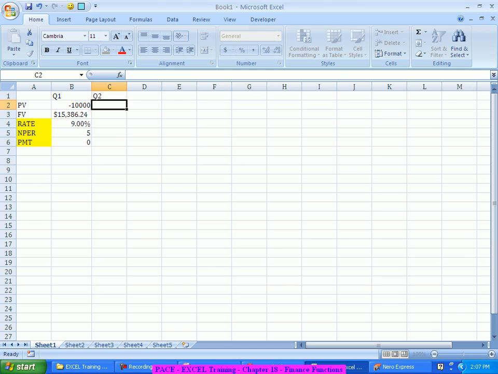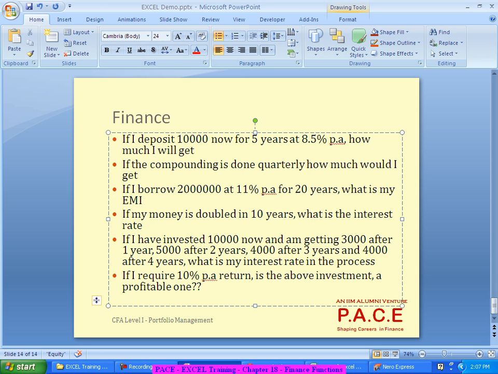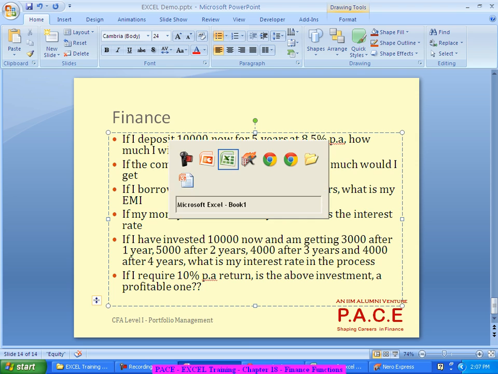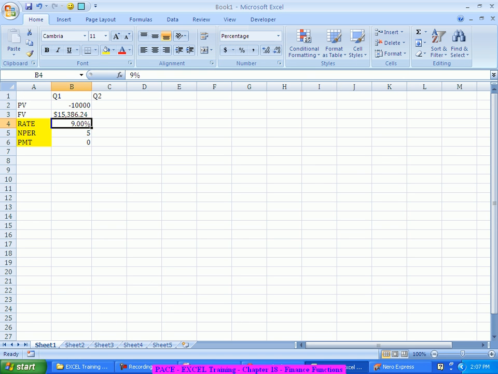Question 2, where I have simply said if the compounding is done quarterly, which means the interest rate should become a quarterly rate, and the period should become quarters. That's the only difference. So this amount will not change, so I'll take exactly this number itself. This will become divided by 4, because I want it as a quarterly rate. Annual rate is 9%. So quarterly rate is 2.25%.